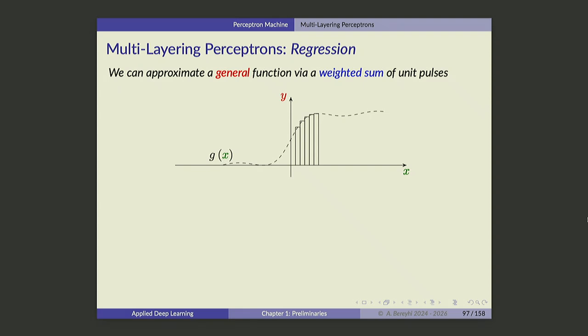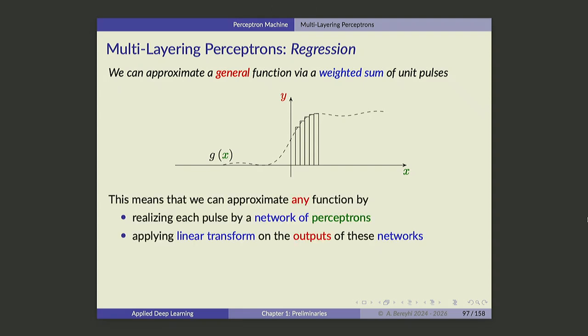So everybody's cool with this representation here? So I have this very nonlinear function g, and I can collect lots of perceptrons together. Every single perceptron is going to learn one of those tiny pulses, and then I just scale those pulses to get close to the function and add them together, right?